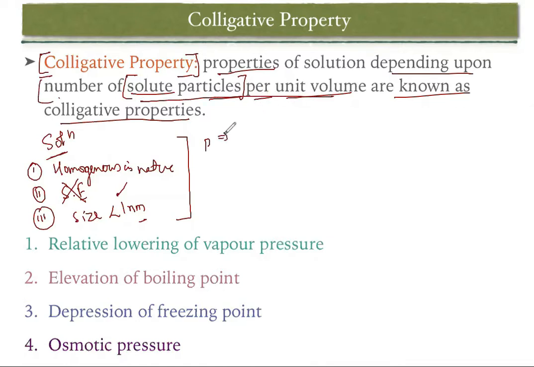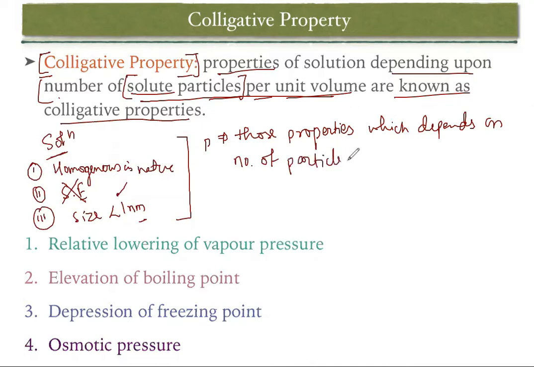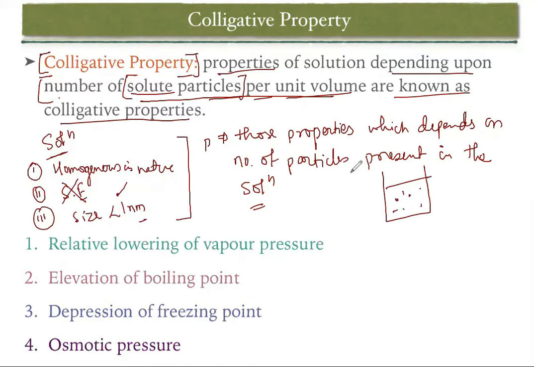So we are now concerned about those properties which depend upon the number of particles present in the solution. Those properties are known as colligative properties. In nature, there are 4 colligative properties which depend upon the number of particles present.